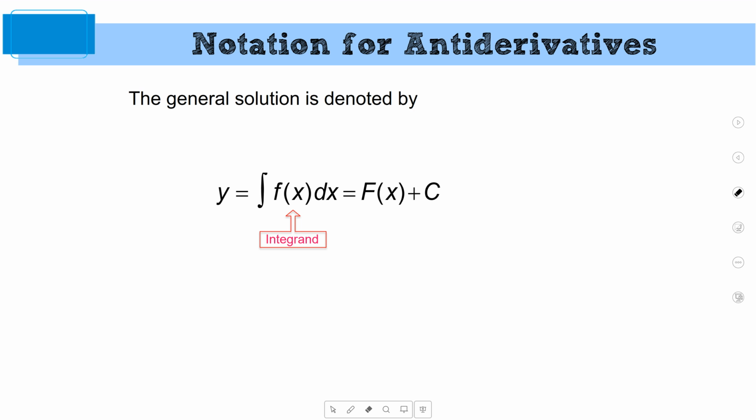Okay, so that thing that you're taking the antiderivative of is called the integrand. It does not include the dx. You see that little dx hanging out there? That dx is very important and is called the variable of integration. For us, it's not that big of a deal.